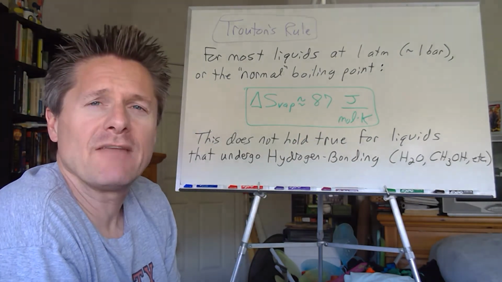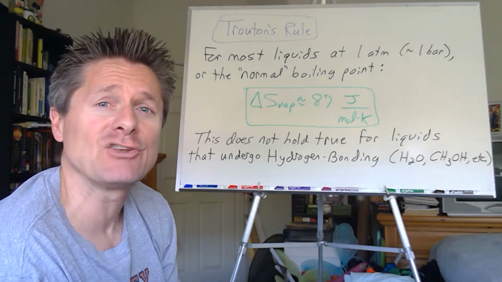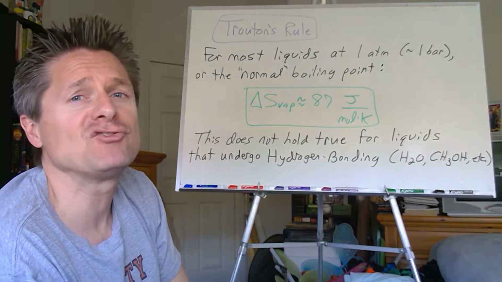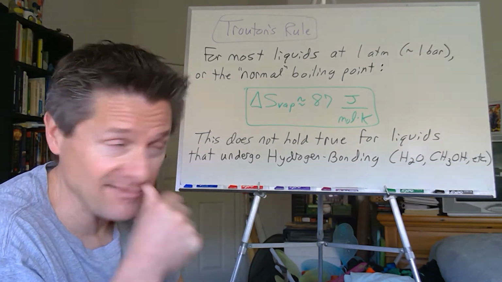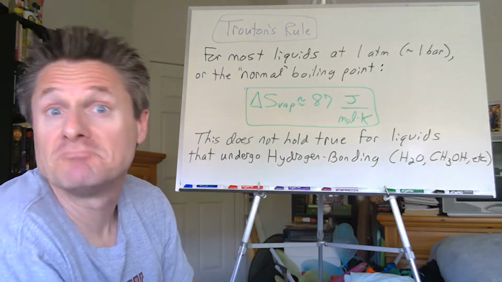So if you're just in a quick hurry and we'll do a question like this where we're calculating the entropy change for a phase change that involves going from the liquid to the gas. A lot of times, well, you don't need to calculate it. You can just stick in 87, right?